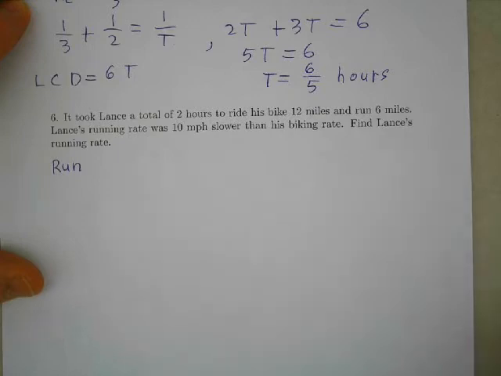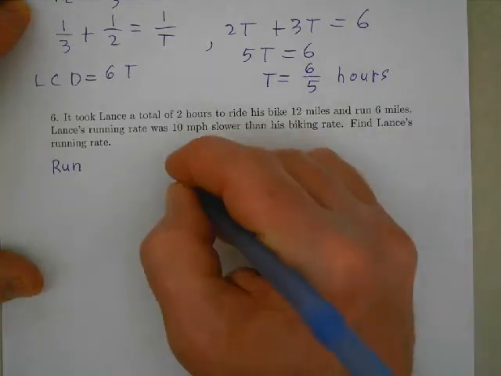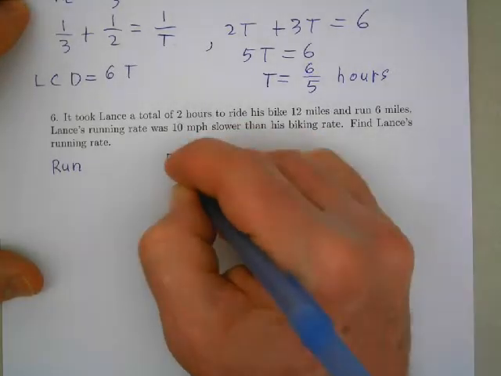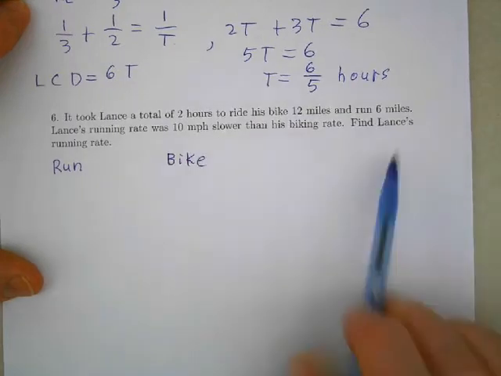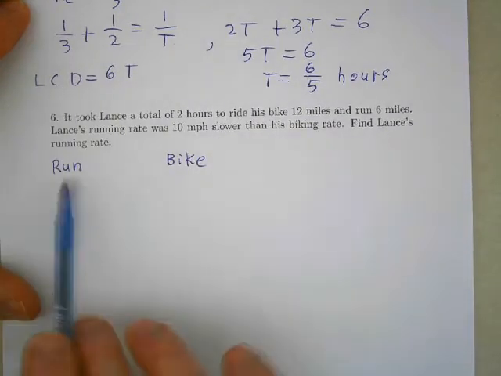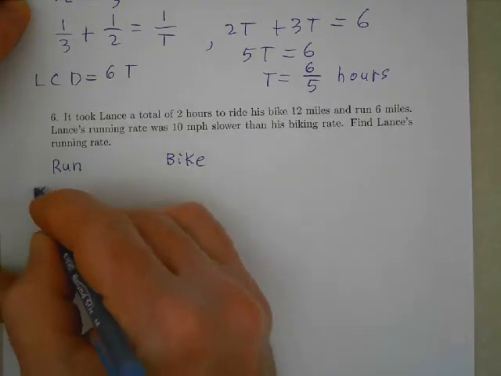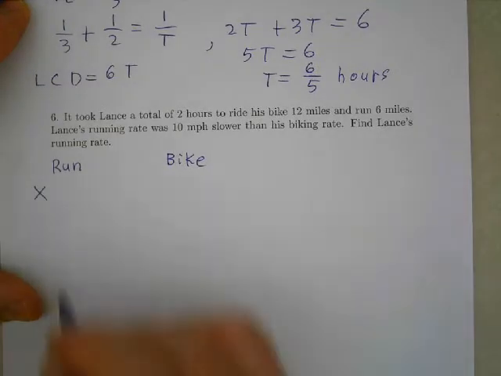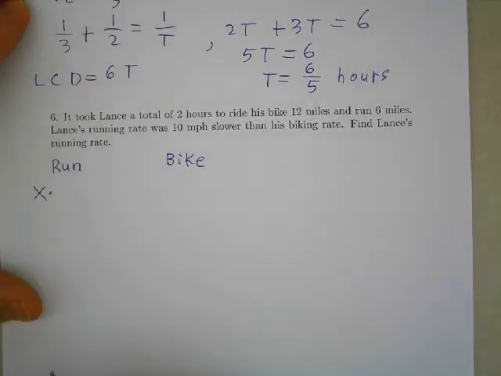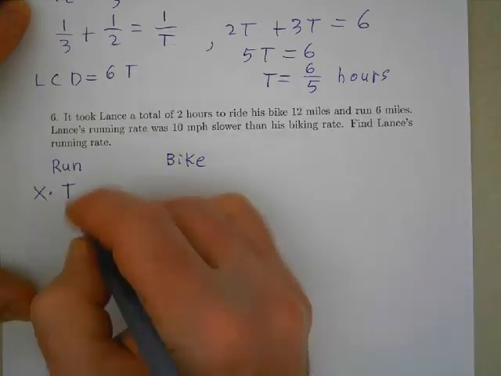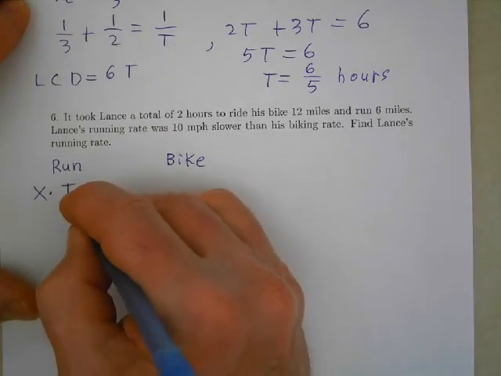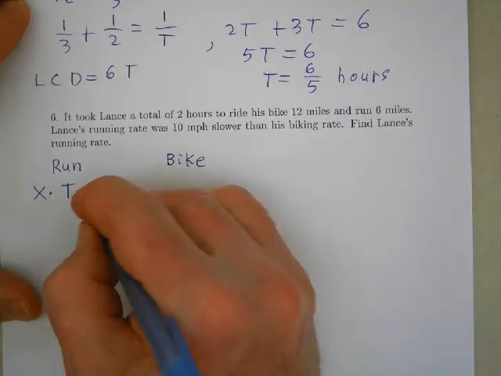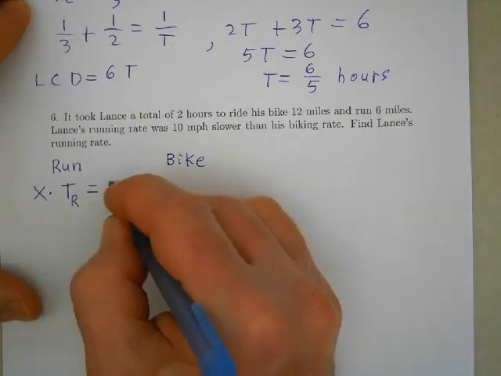So 2 things are described. He's running for a certain amount of time, and he's riding his bike for a certain amount of time. So run and bike. We're supposed to find Lance's running rate. So we'll use x to represent Lance's running rate, x miles per hour, and we'll represent the amount of time it took him to run 6 miles as t sub r. So rate times time equals a distance of 6 miles.